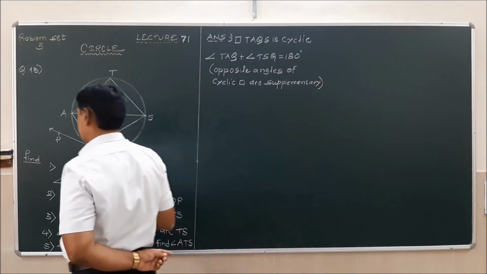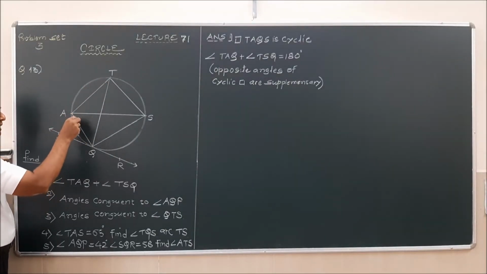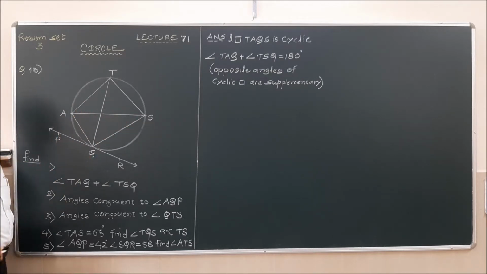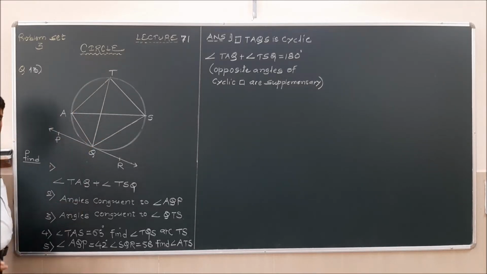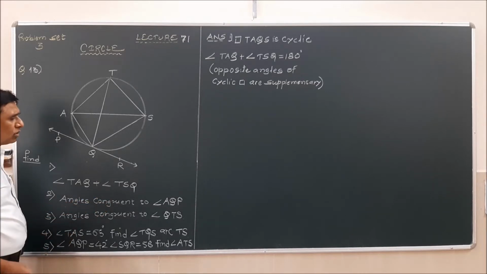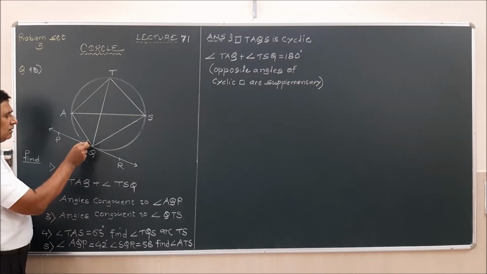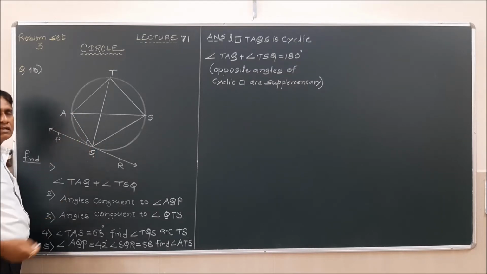Try to understand again. Angle TAQ, this whole angle, and angle TSQ, this whole angle. Sum of these opposite angles is 180. TAQS is a cyclic quadrilateral. Second question is angles congruent to angle AQP. Now AQP is this angle. Angle AQP, PQ is a tangent while AQ is a secant, and vertex is lying on the circle.